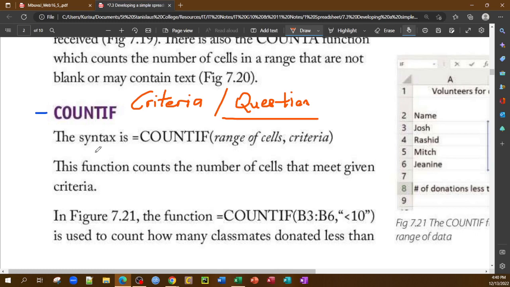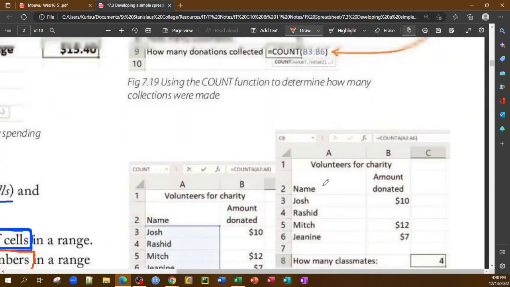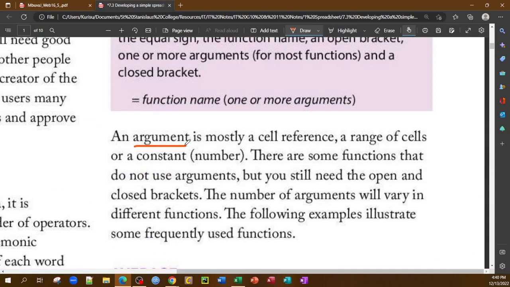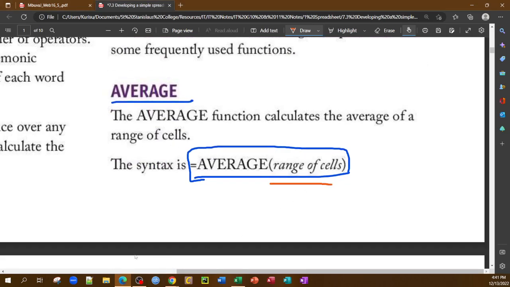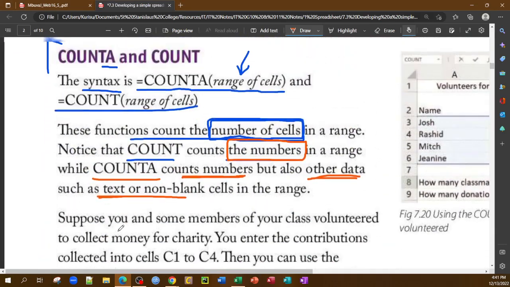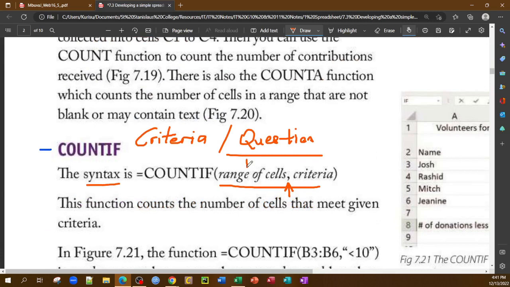So the syntax for COUNTIF is equal COUNTIF, and notice it has two parts. Always note that the comma indicates the separation between arguments in that syntax. Remember we learned in our last class that an argument is the cell reference, the range of cells, the constants that we are going to put into the function in order for it to work. So the range of cells is an argument. Notice our COUNTIF has two arguments: 1, the range of cells, and 2, the criteria.